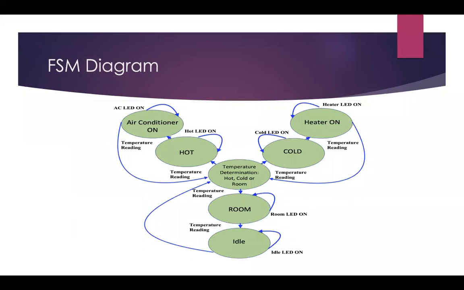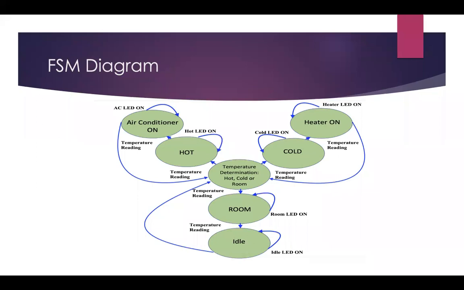For the FSM diagram, the first state is the temperature determination state. After the temperature reading, if the temperature is room, then the corresponding LED turns on, and after another measurement, the idle LED turns on. Once the task is complete, it returns to the temperature determination state.